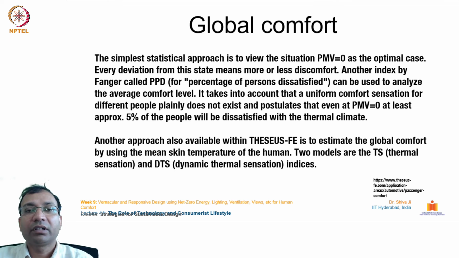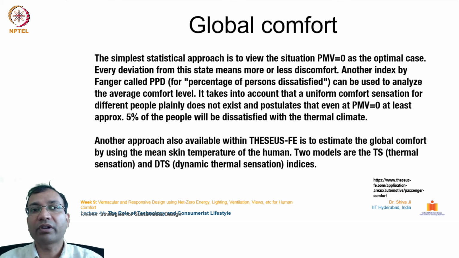So here we will talk about global comfort with respect to the human body. The simplest statistical approach is to view the situation PMV equal to 0 as the optimal case. Every deviation from this state means more or less some kind of discomfort. Another index by Fanger called PPD, for percentage of persons dissatisfied, can be used to analyze the average comfort level. It takes into account that a uniform comfort sensation for different people plainly does not exist and postulates that even at PMV of 0, at least approximately 5% of the people will be dissatisfied with this thermal climate.